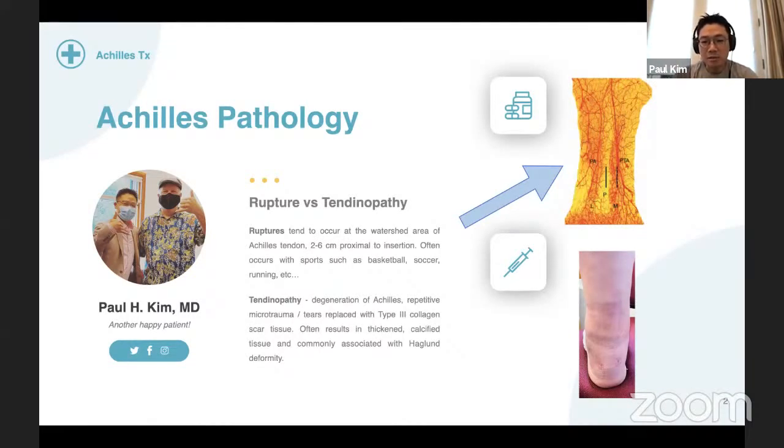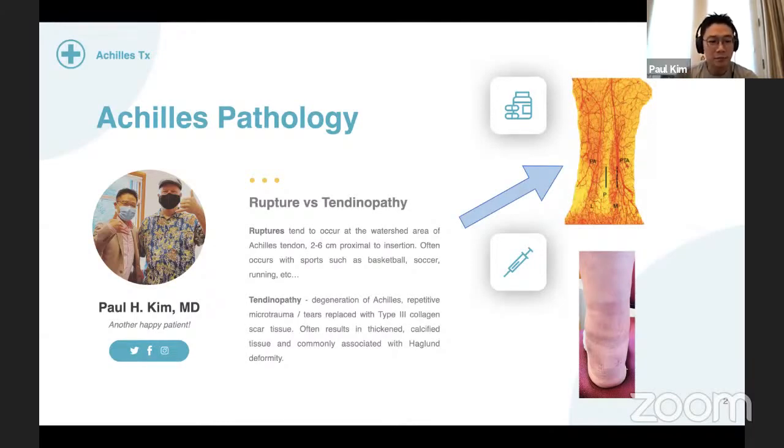Now, Achilles ruptures tend to occur in the watershed area, which is usually about 2 to 6 centimeters proximal to its insertion. Often it occurs in people that are involved in sports such as basketball, soccer, and running. As you can see in that picture on the right, there is a distinct watershed area. Also, as you can see, the midline is also a watershed area. So for my Achilles surgeries, I tend to aim my incision a little bit more medial, which is the more vascular area. Because as we all know, wound complications are one of the biggest detriments of treating Achilles ruptures surgically.